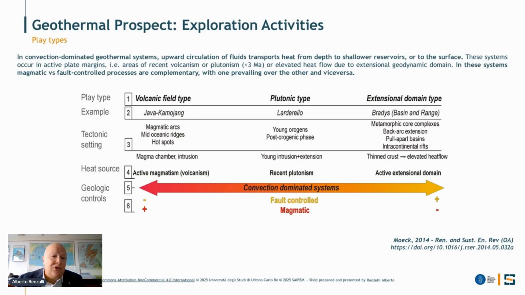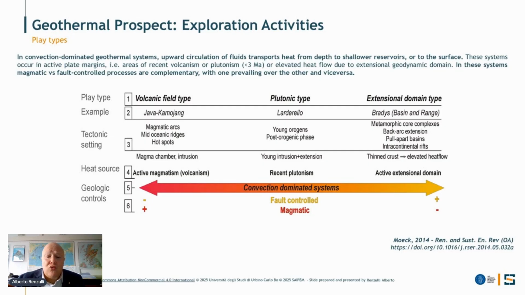Here are three main types of convection-controlled geothermal conditions. And this also leads into what Marco will expand on later, when we go into exploration.